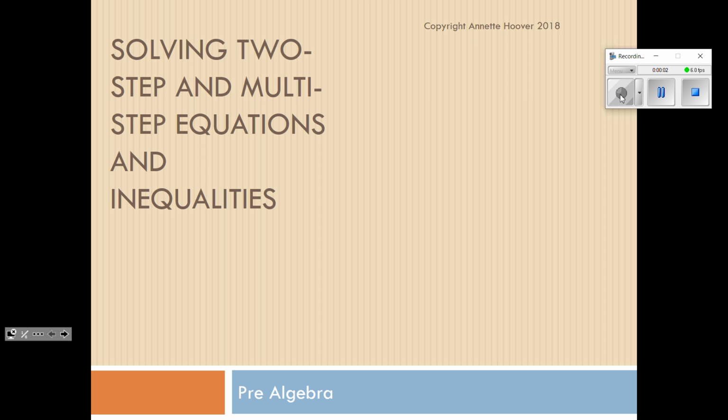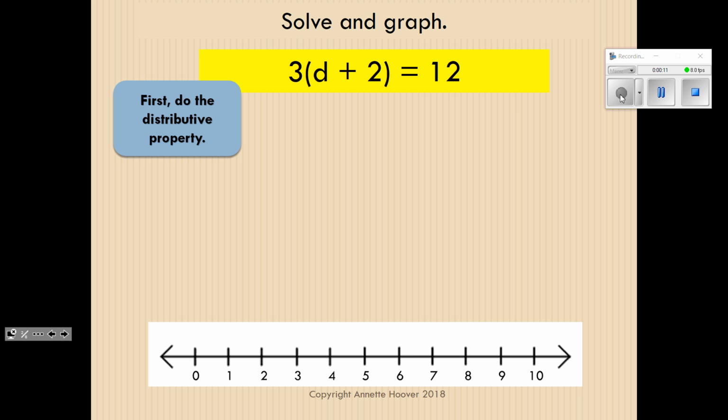This lesson is on solving two-step and multi-step equations and inequalities. Sounds like a lot. Okay, first, this is an equation because we have an equal sign. We're going to have one solution. When we see a set of parentheses, inside we have two terms, and outside of it we see something being multiplied by it, we know that we're going to do the distributive property.